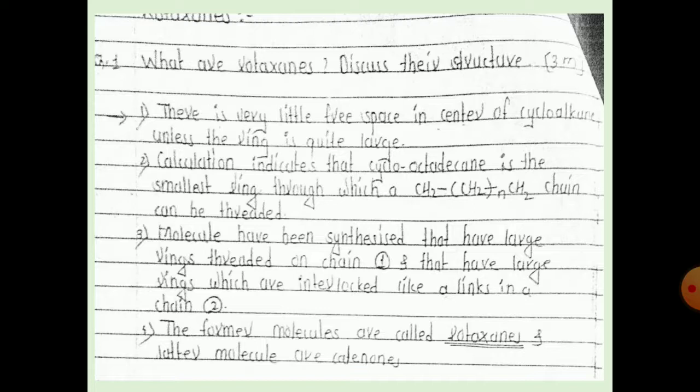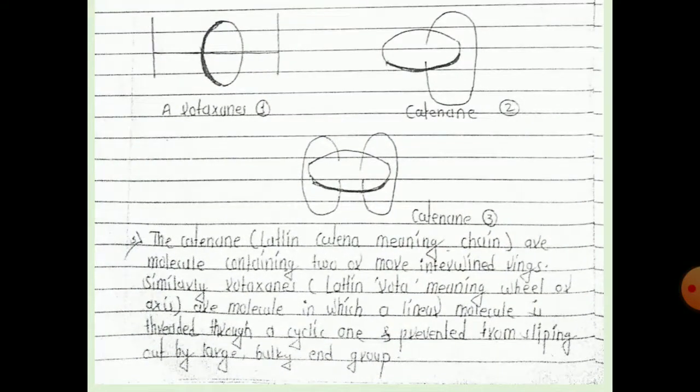rotaxanes and the latter molecules are the catenanes. Okay, so firstly is a rotaxane, then a catenane, and 3 is also a catenane. The catenanes, from Latin catena meaning chain, are molecules containing 2 or more intertwined rings. Similarly, rotaxanes, from Latin rota meaning wheel or axis, are molecules in which a linear molecule is threaded through a cyclic one and prevented from slipping out by large, bulky end groups.